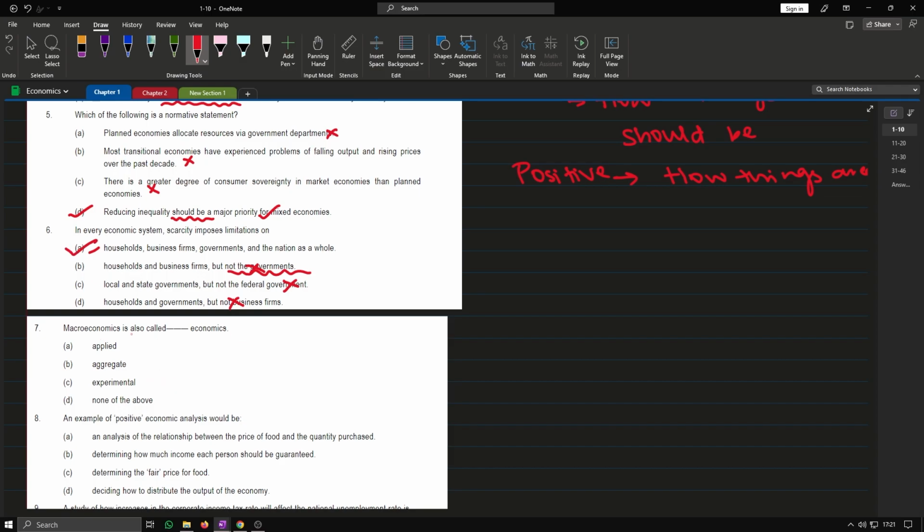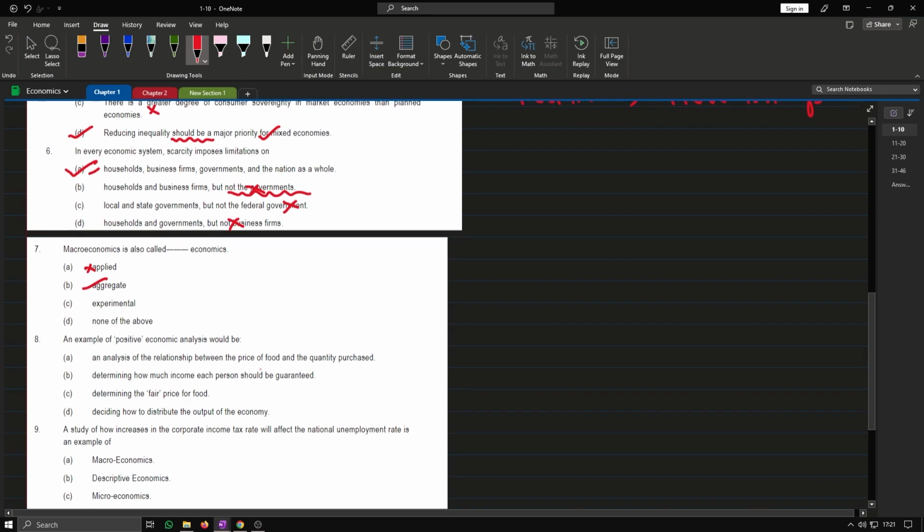Question 7. Macroeconomics is also called as dash economics. So what is macroeconomics also called as? Is it applied economics? No, it is aggregate economics. Because aggregate means as a whole, right? Macro is as a whole.